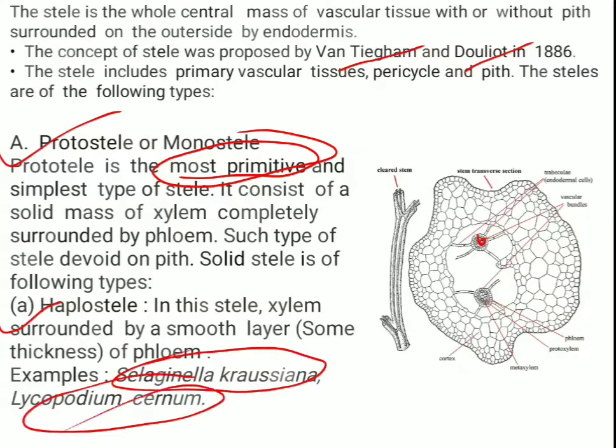Selaginella and Lycopodium, these are both pteridophytes. In the transverse section of the stem, you can see in this figure, which stele is present? Haplostele is present, and in haplostele the arrangement is that the xylem is surrounded by a smooth layer of phloem, and this type of stele is known as haplostele.